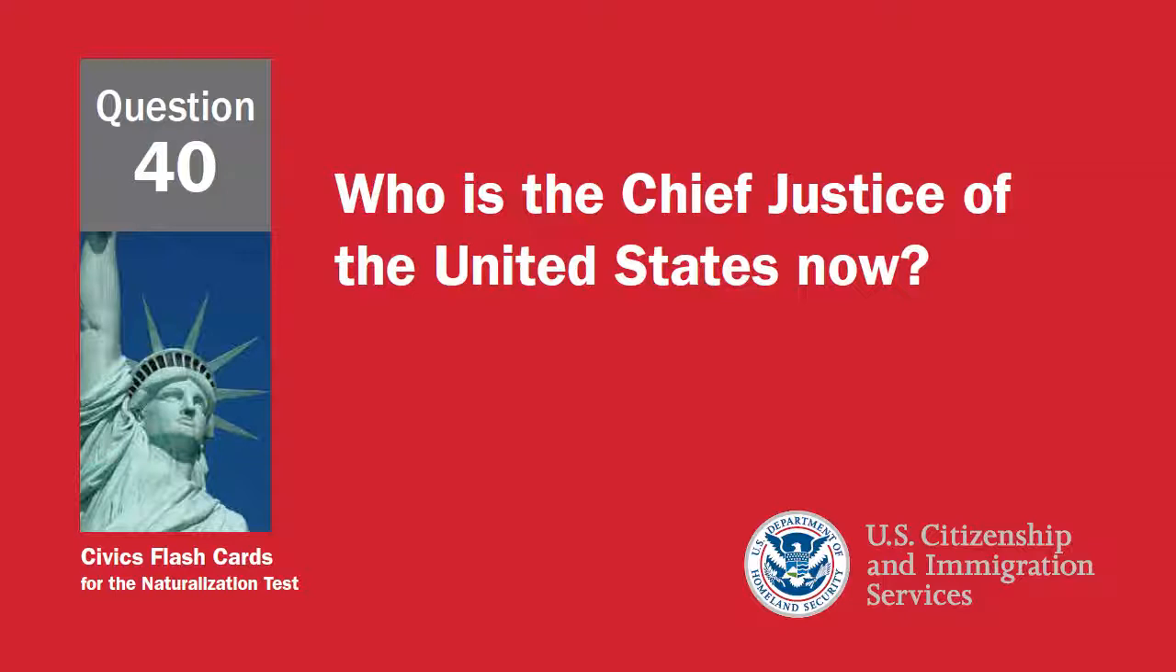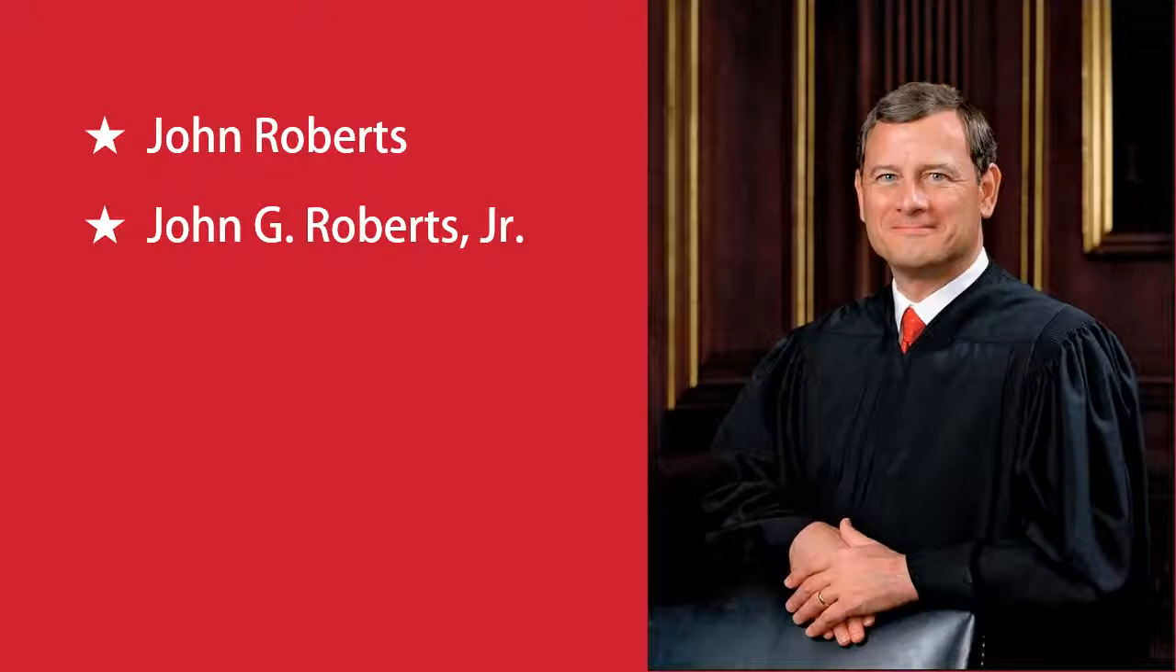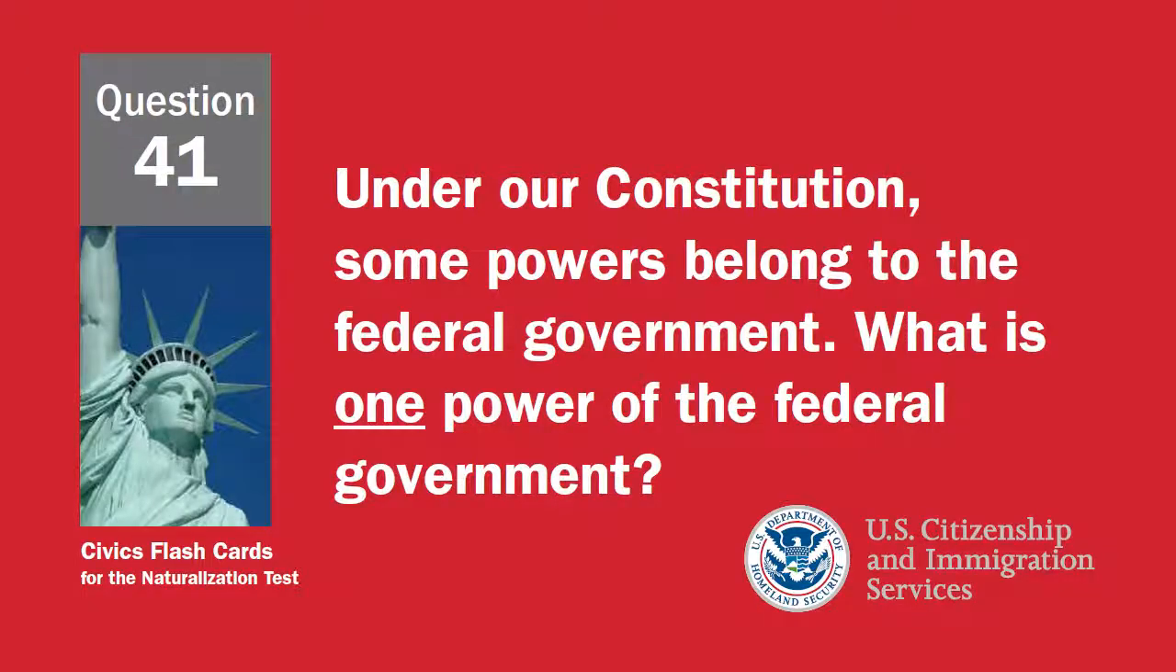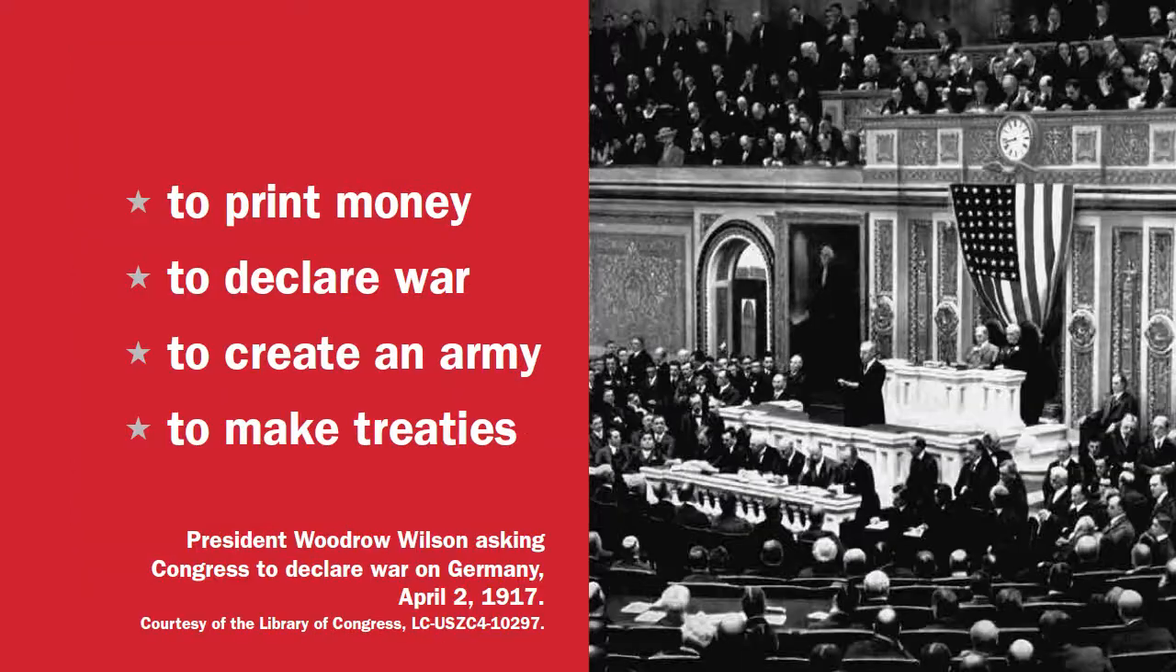Who is the Chief Justice of the United States now? John Roberts. John G. Roberts, Jr. Under our Constitution, some powers belong to the federal government. What is one power of the federal government? To print money. To declare war. To create an army. To make treaties.